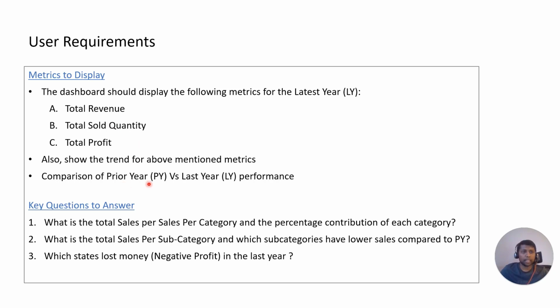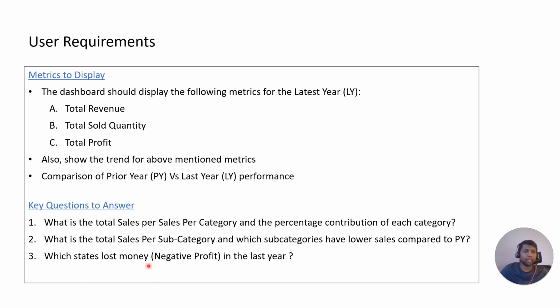They want to compare the last year performance against the prior year. They want to see the total sales per category and the percentage of sales for each category. So percentage contribution in the total. They want to see the total sales per subcategory and which subcategories have lower sales compared to the prior year.